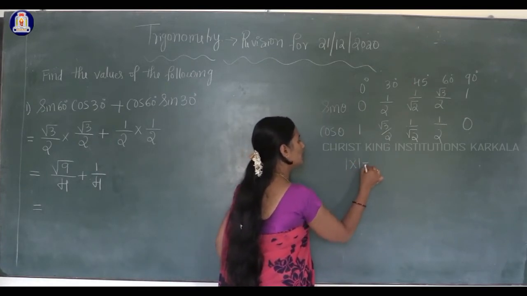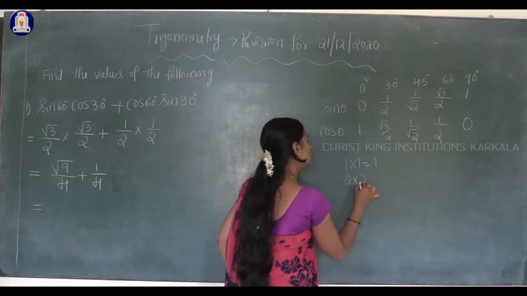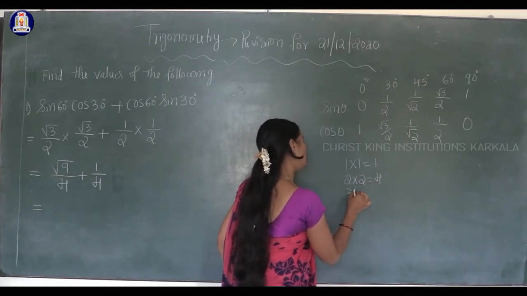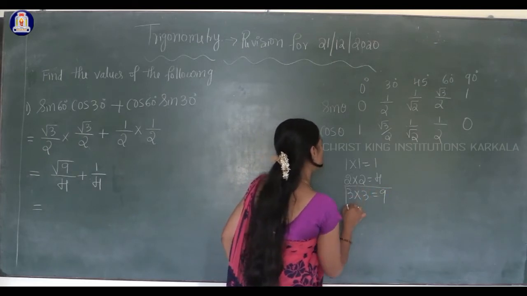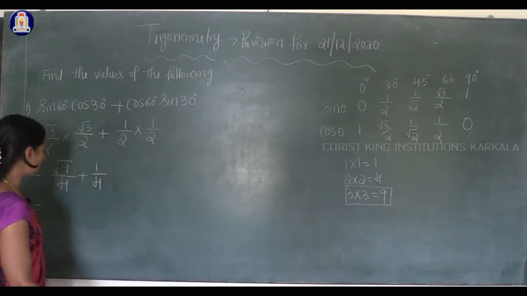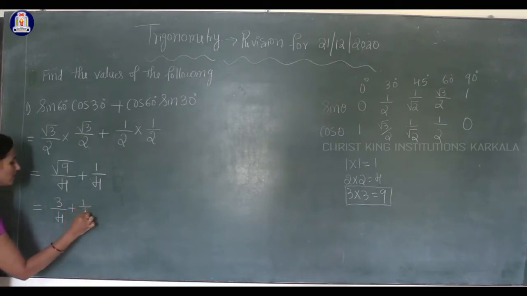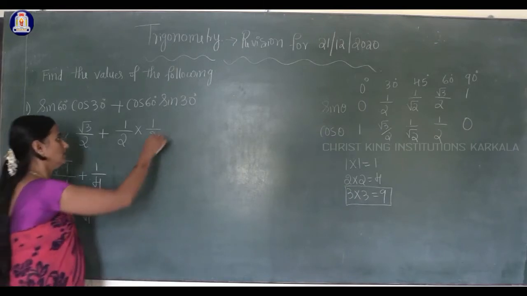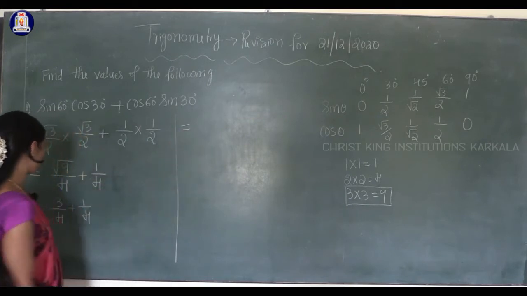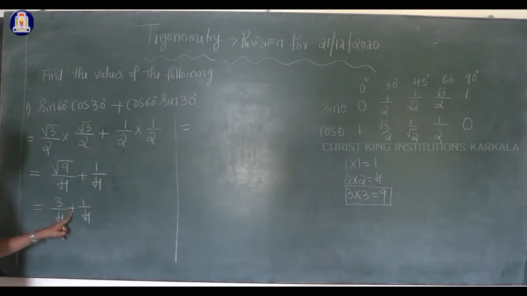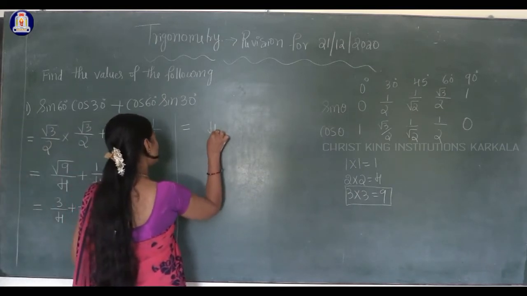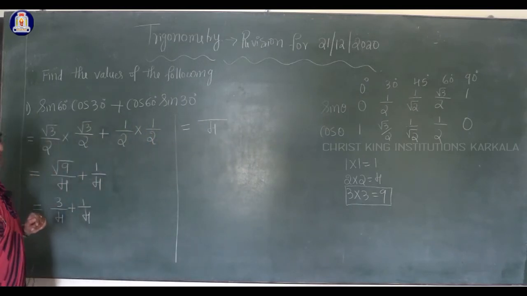So 1 into 1 is 1, 2 into 2 is 4, 3 into 3 is 9. What is the square root of 9? The square root of 9 is 3. So it is 3 divided by 4 plus 1 divided by 4. What is the meaning of this? We should add these. So the LCM: the denominator is the same, so the LCM is that number itself.